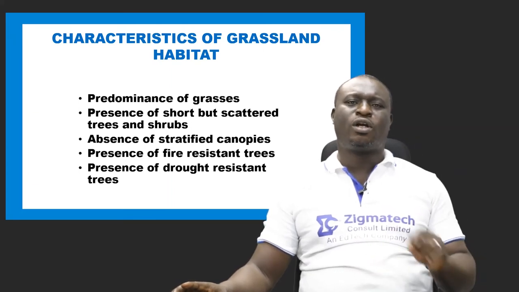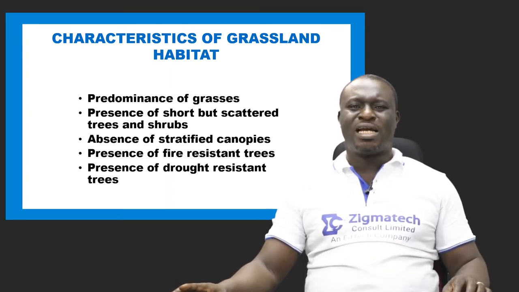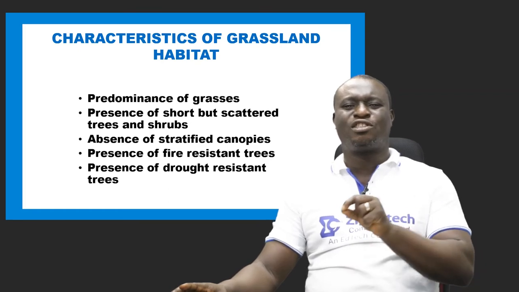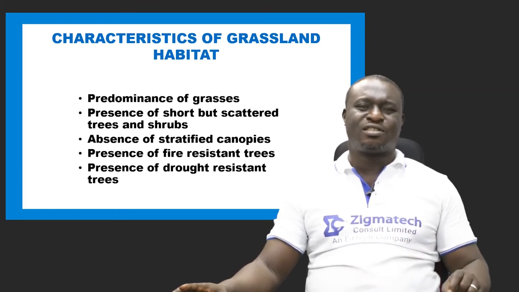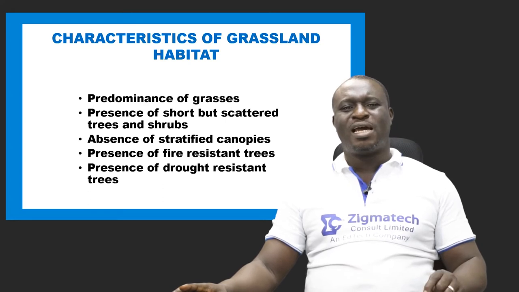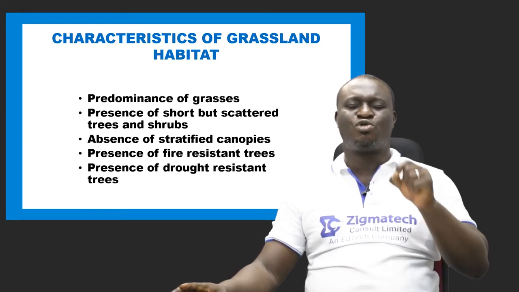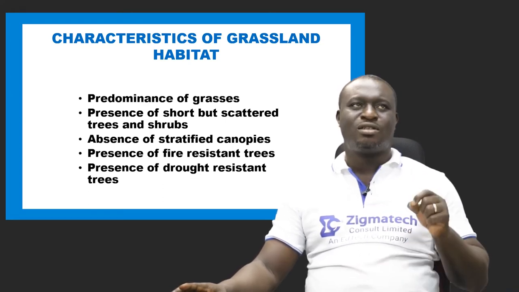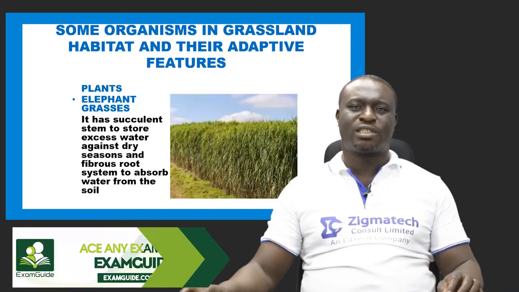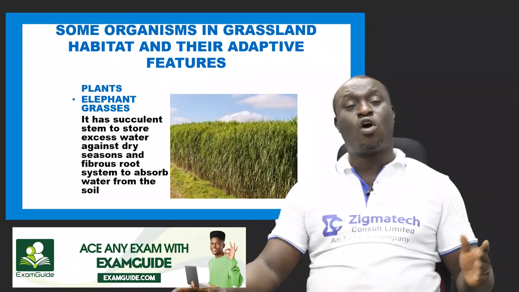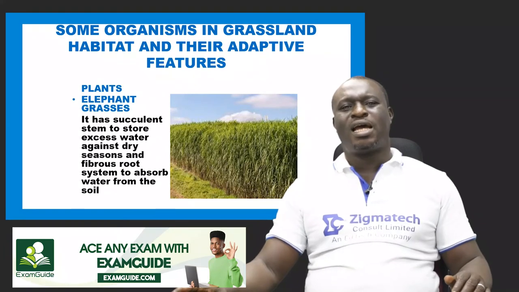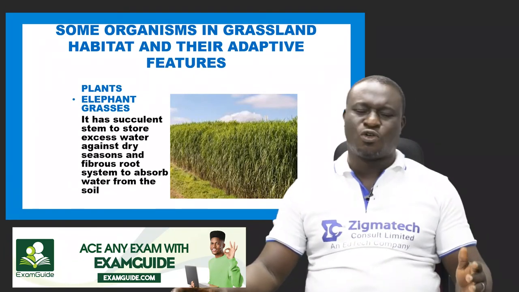Number four, what do we see in a grassland? Presence of fire-resistant trees. And number five is presence of drought-resistant trees. Now, what are the plants or organisms that can be found in a grassland or savanna?